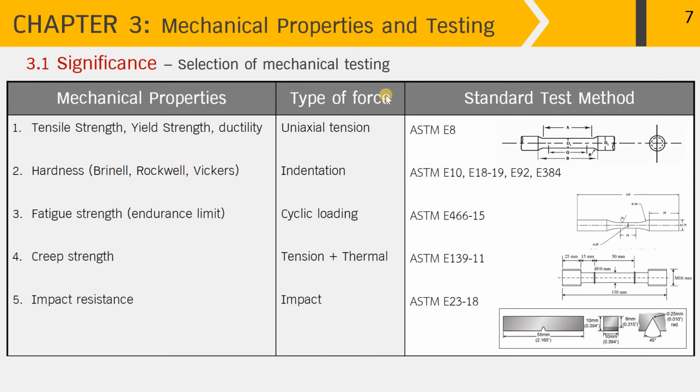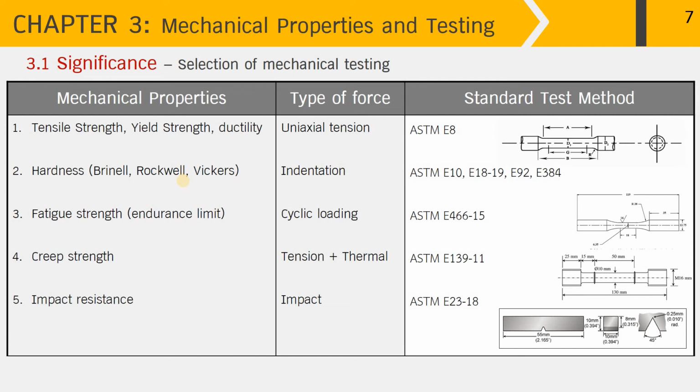First of all, we have to look for the type of force that the component may have experienced. For example, if the material or component is experiencing tensile force, the most suitable test would be the uniaxial tension test, and the mechanical property parameters that might be obtained are tensile strength, yield strength, ductility, for example. And this will follow the standard test method, which is important. For example, I'm giving you ASTM E8, and this picture shows the rod type standard specimen used for the tensile test.